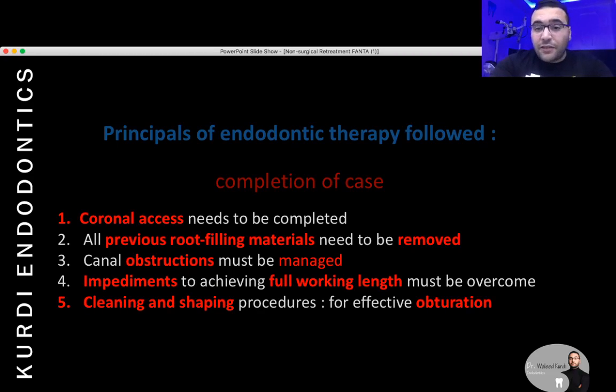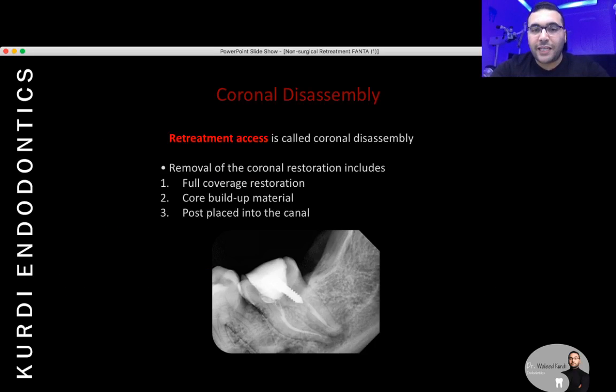The principles of endodontic therapy in such cases is good coronal access should be completed. We should remove all the previous root canal fillings, and any canal obstruction we should manage, and any impediment to achieve a good shaping for the full working length must be overcome, and indeed cleaning, shaping, and effective obturation. These are the principles of any endodontic therapy or retreatment.